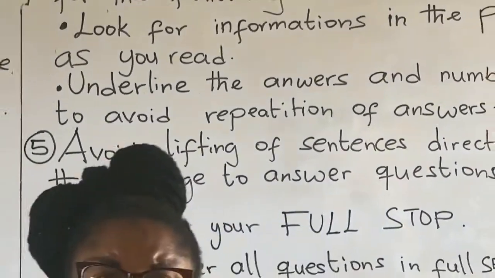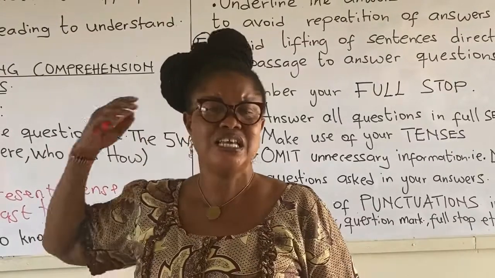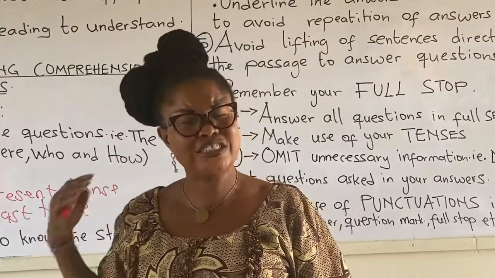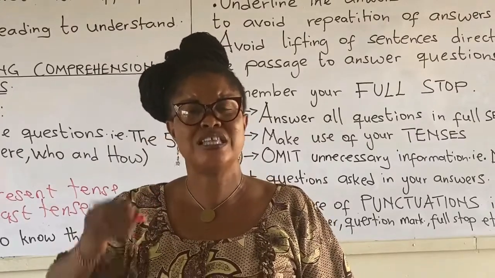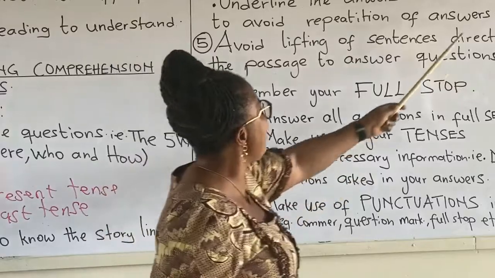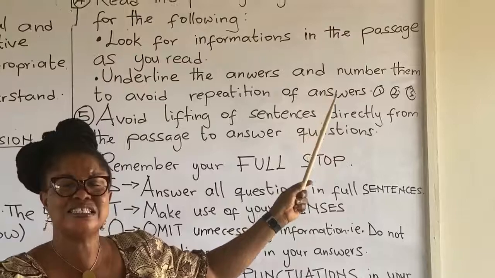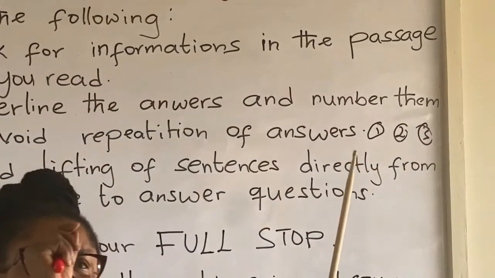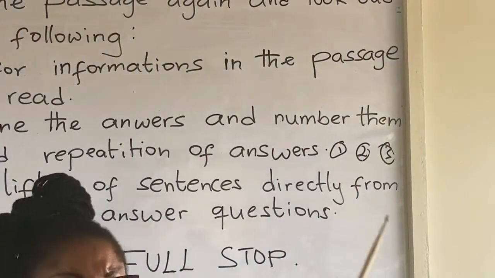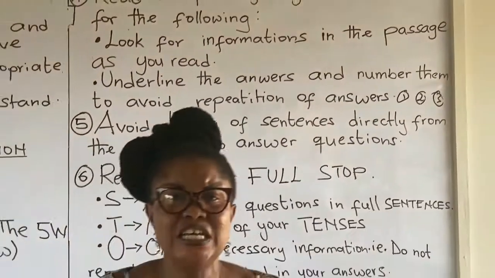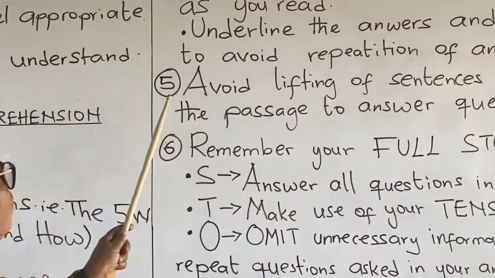Now, as you read over the passage, because you have the questions in your head after going through the questions, as you read the passage, when you come across the answers, try to number them in the passage. Underline the answers. If it is for question 1, put question 1 on top. If it's for question 2, put question 2 on top to avoid repetition of answers. Now, let's look at step 5.